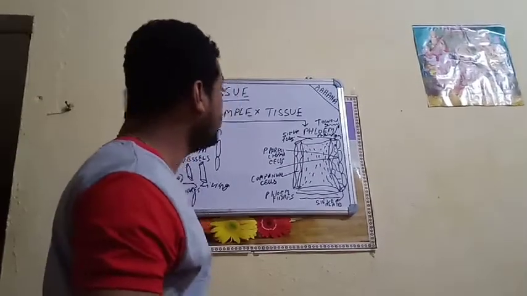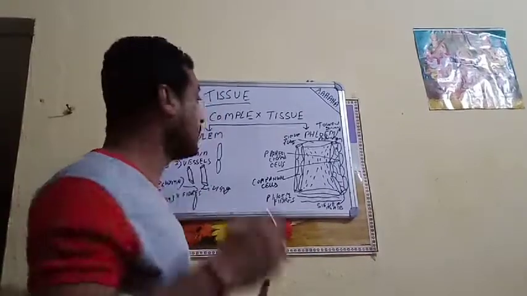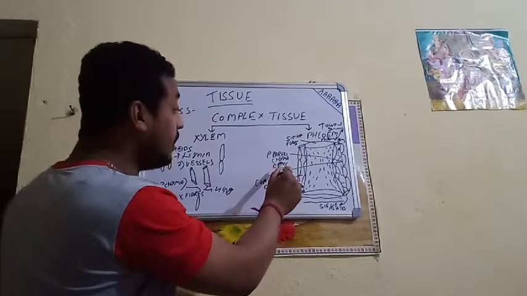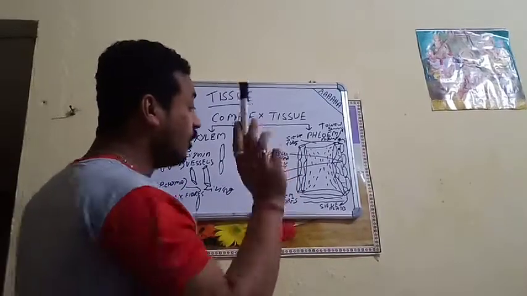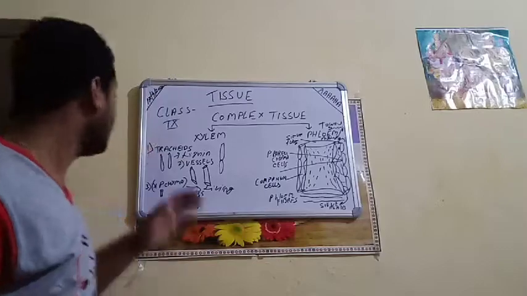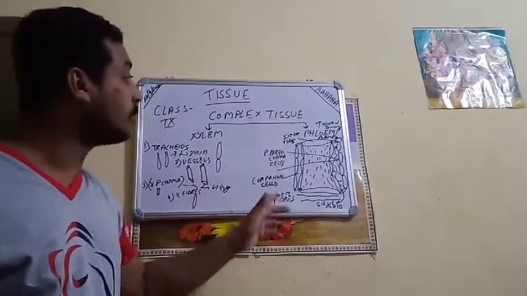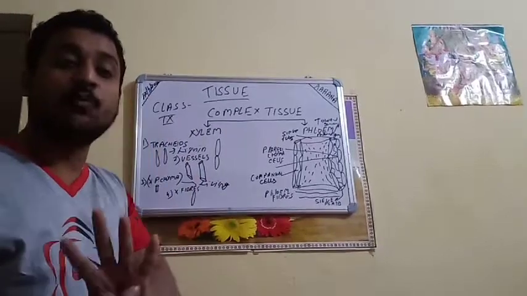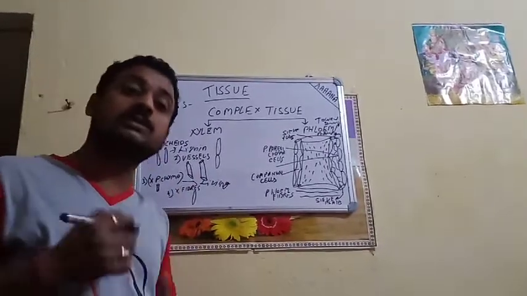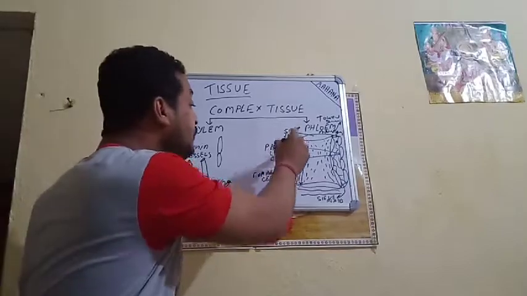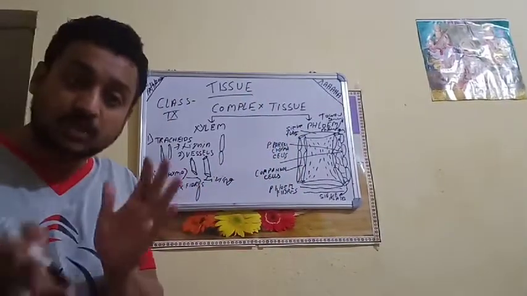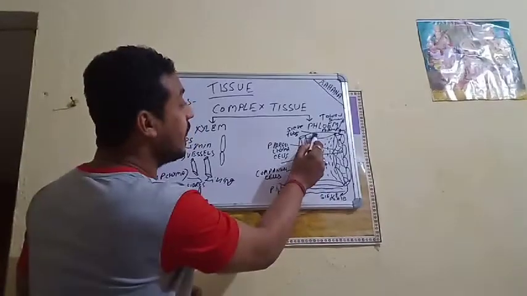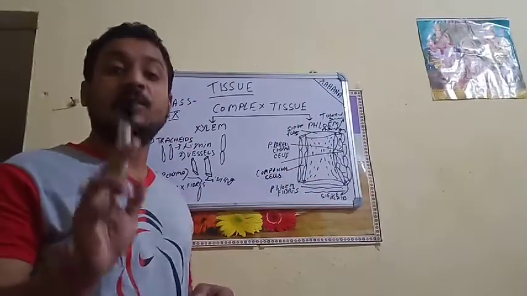In phloem we can see there are 4 parts, just like xylem: sieve tubes, phloem parenchyma, companion cells and phloem fibers. But when we start discussing phloem, we'll start with sieve tubes and companion cells because they are interrelated to each other. How? The sieve tubes are made up of living cells.